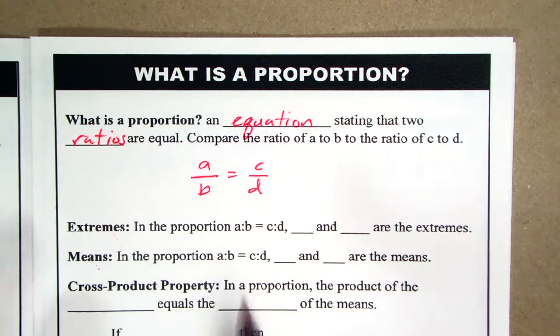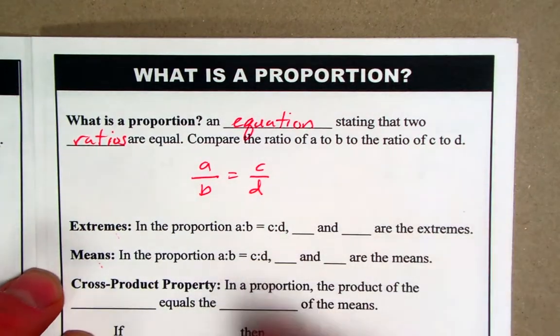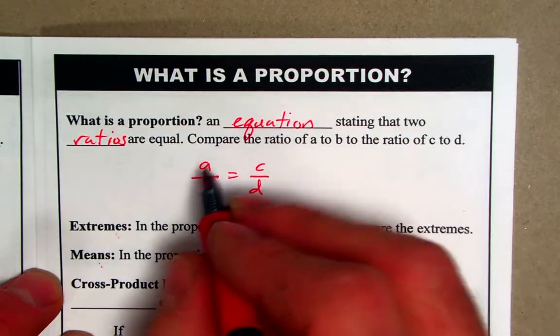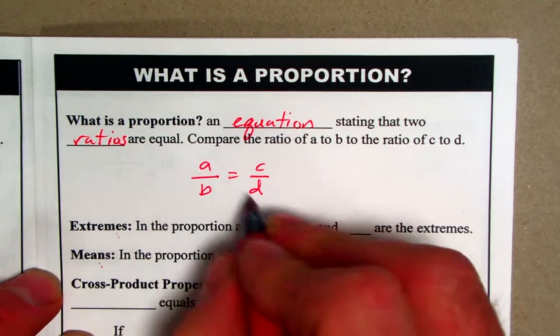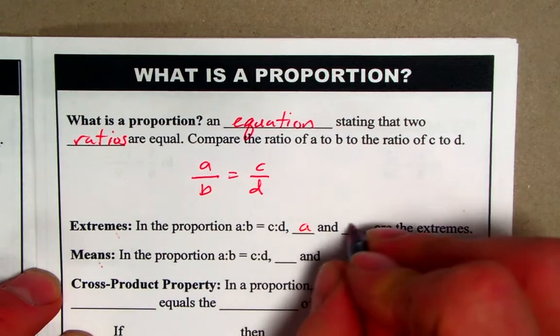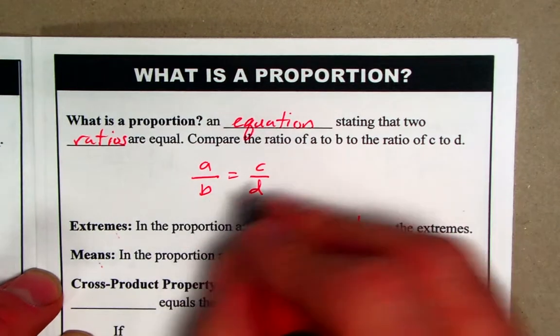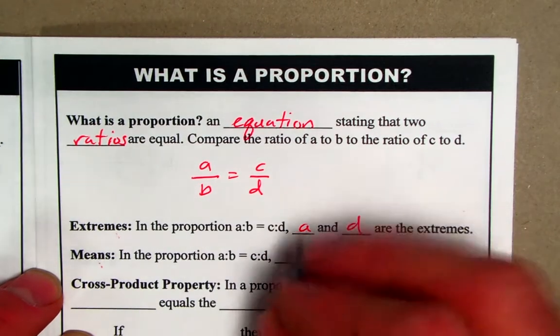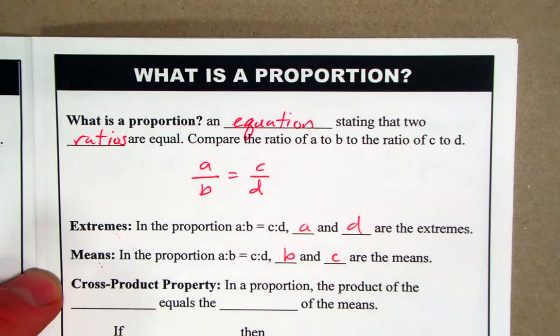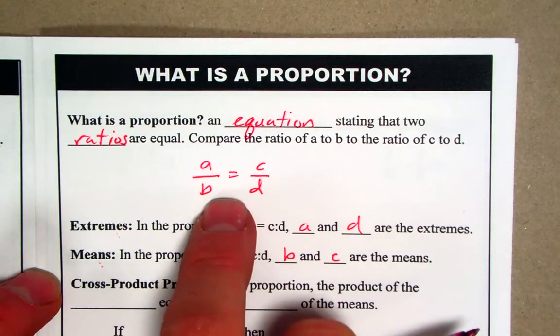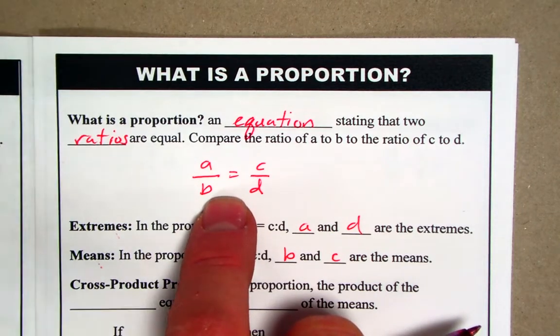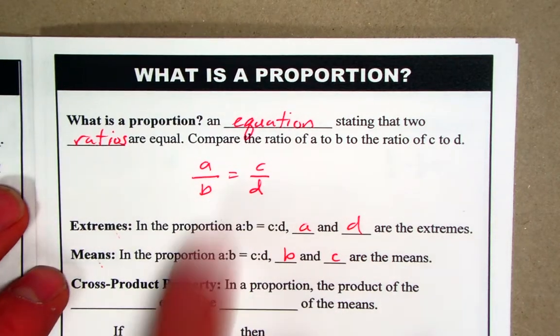But in a proportion, we're going to say that these two values, the A and the D, are called the extremes, while the B and the C, the numbers that are in these positions, are called the means. And again, the names don't really reflect this type of problem in a proportion. They come from somewhere else, but again, I can explain it later.